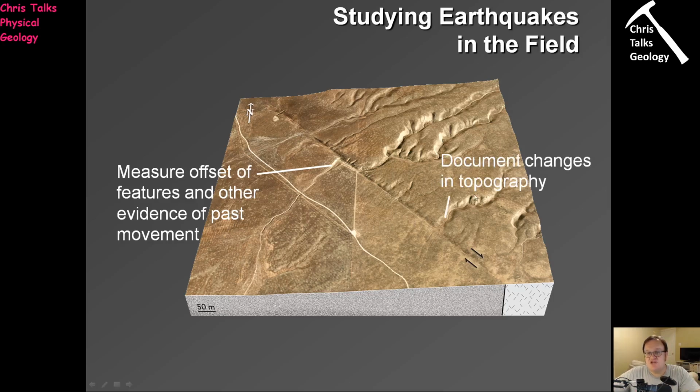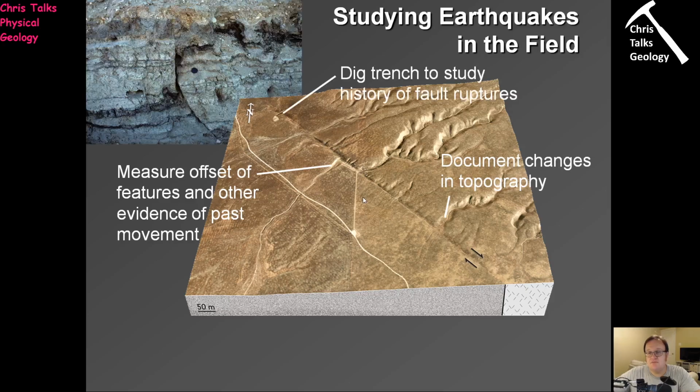We can also look at changes in topography, which is related back to fault movement. And we can also dig trenches to study the history of the fault rupture. So we can look at the fault itself, and we can look at how the fault is operating, and we can also gather evidence for essentially how often the fault has been moving.